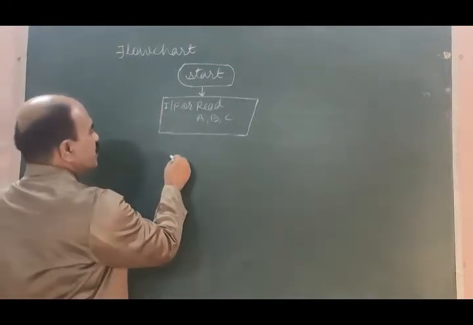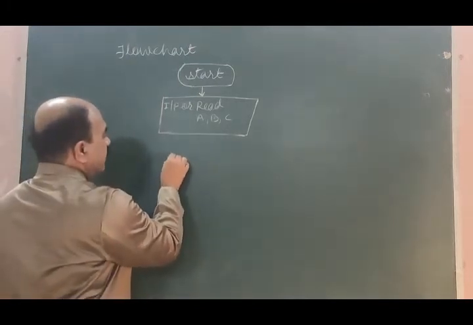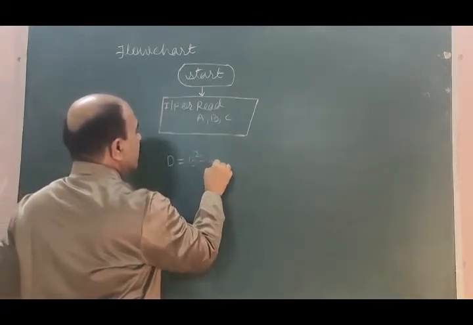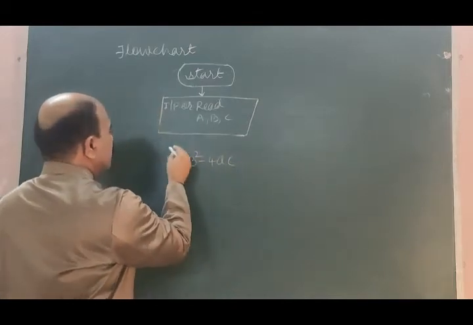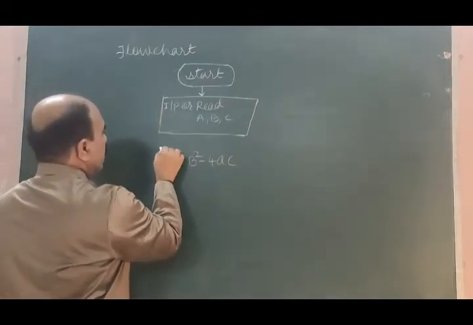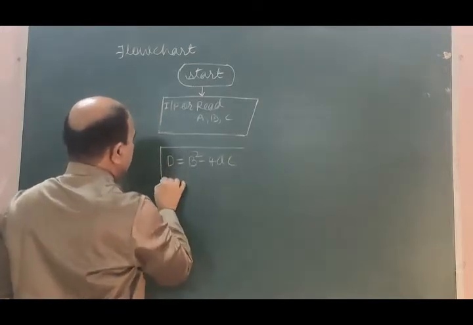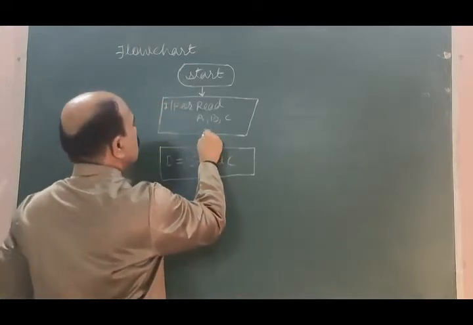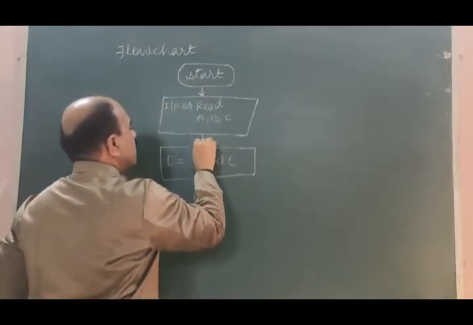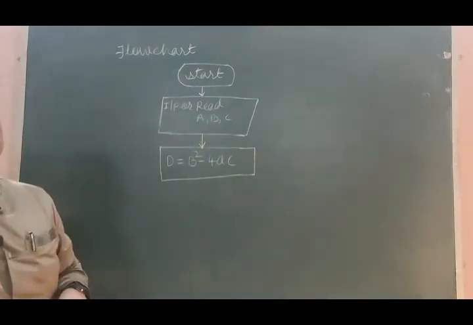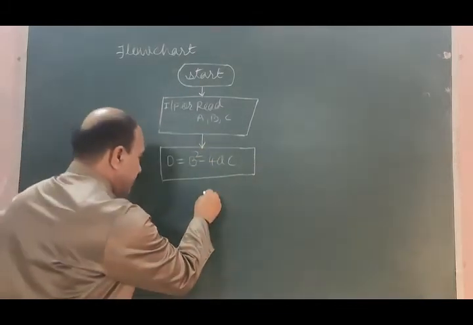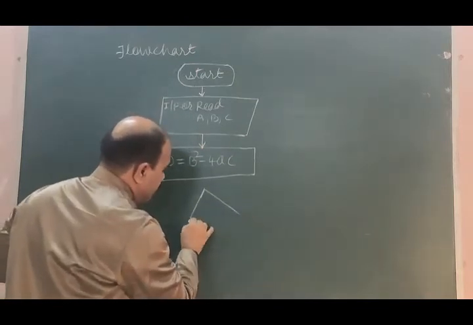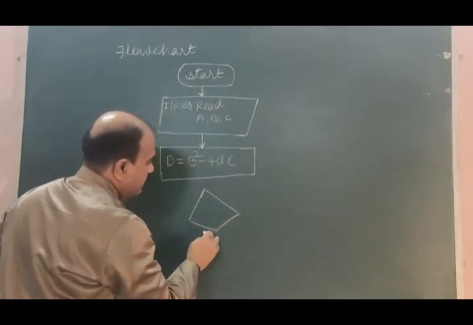Now we have to use a rectangle for the action. And what is the action? This is the action. So let me put a rectangle here. This is a rectangle connected to the parallelogram again by this. Okay, then use a diamond here, decision making part.